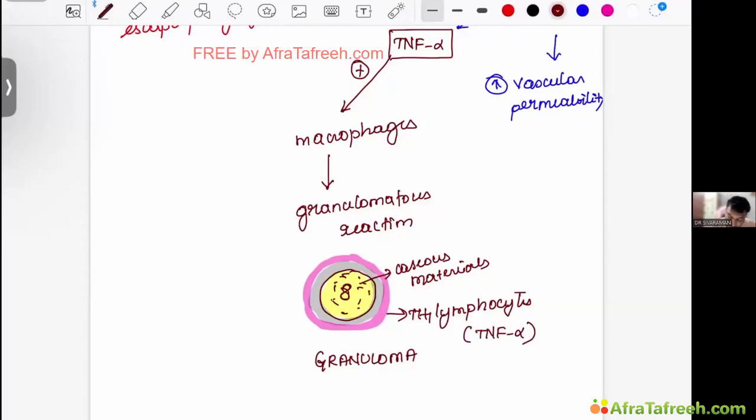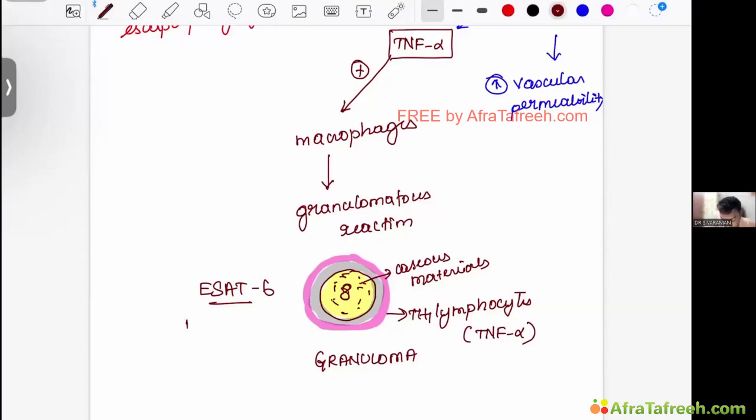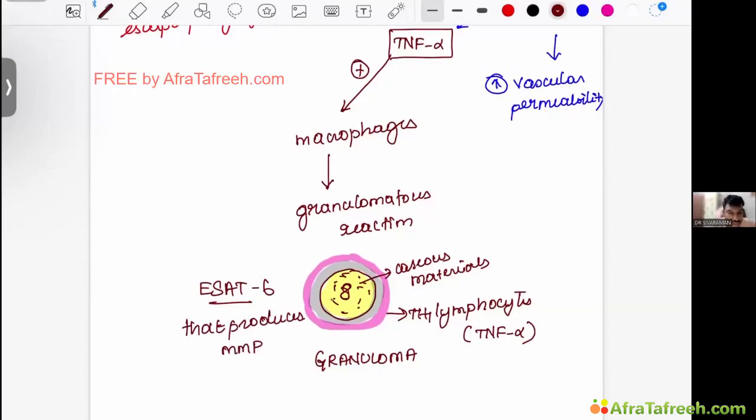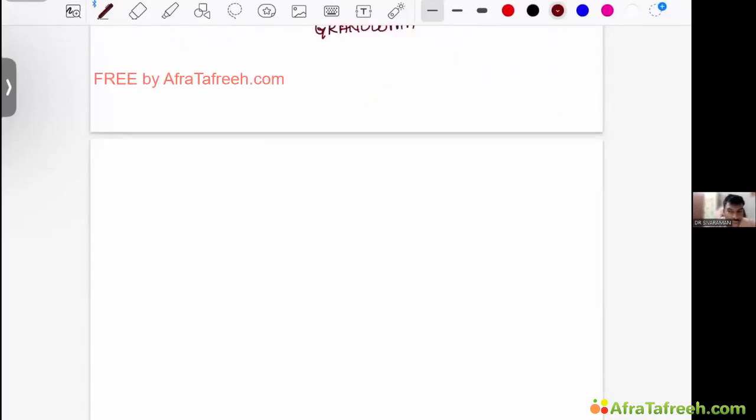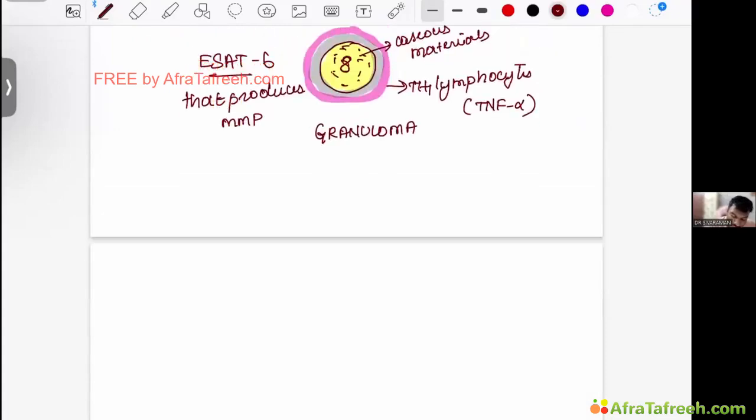This granuloma is also helped in formation by ESAT6. ESAT6 is the one which is going to be a stimulating factor in our human body that produces matrix metalloproteinases, and these matrix metalloproteinases will cause fibrosis.